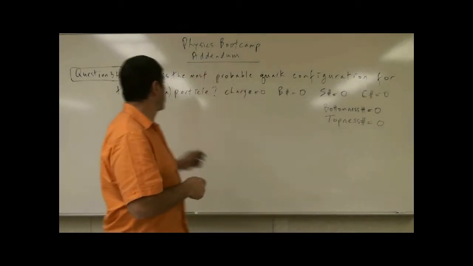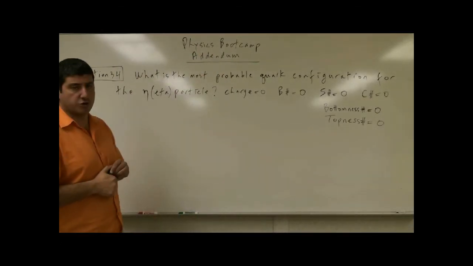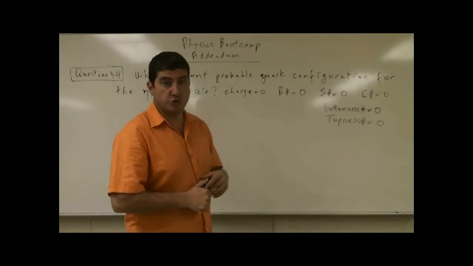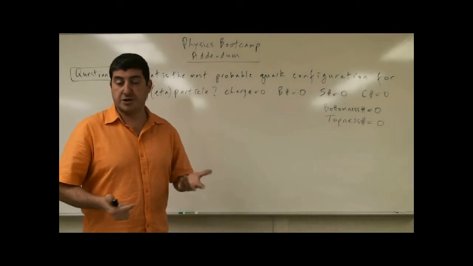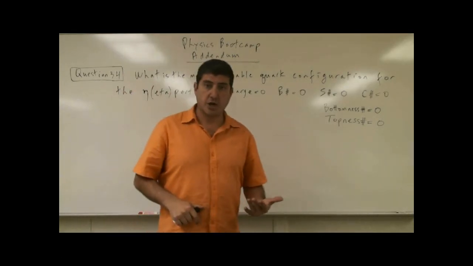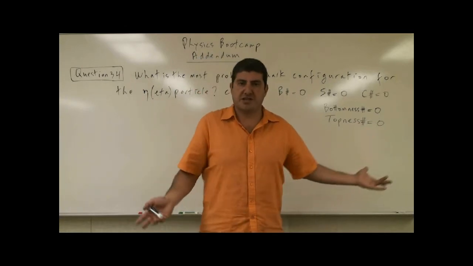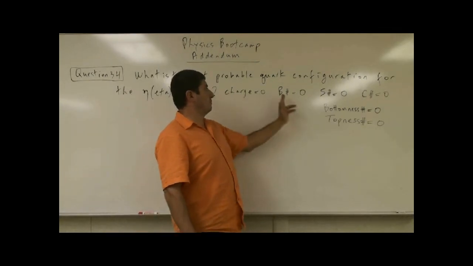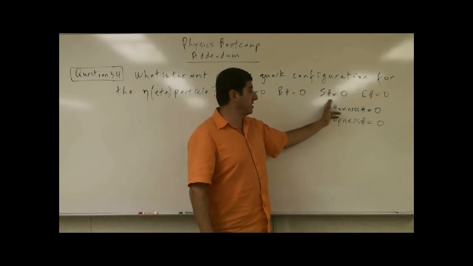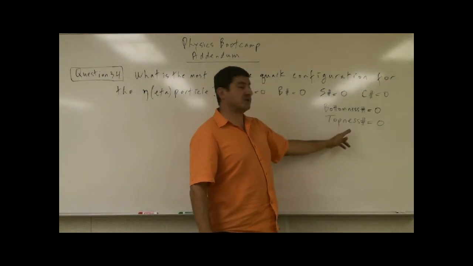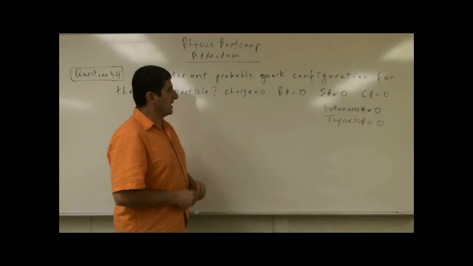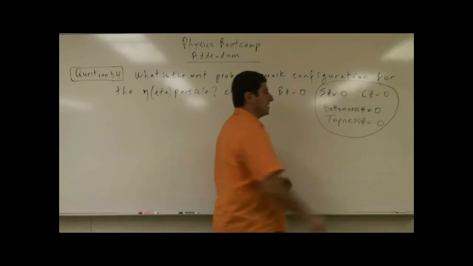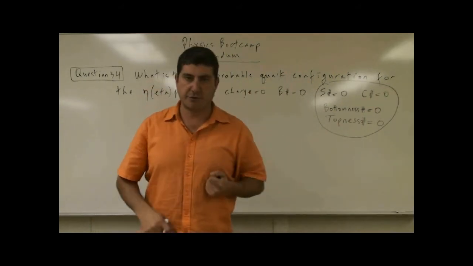Get to question 34. Question 34 says, what is the most probable quark configuration for the eta particle? This kind of question usually gives you a particle, whether an actual particle that we've discovered or a hypothetical particle we maybe haven't discovered yet. It'll give you some properties of that particle: charge, baryon number, strangeness, charmness, bottomness, topness. Together, these four properties, strangeness, charmness, bottomness, topness, are known as the flavor of the particle.